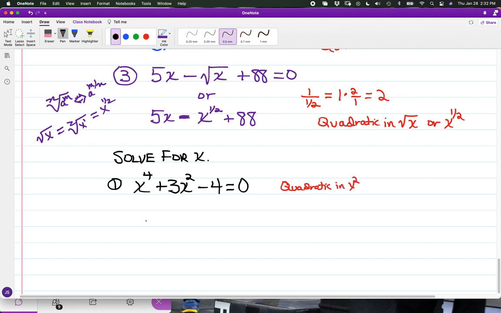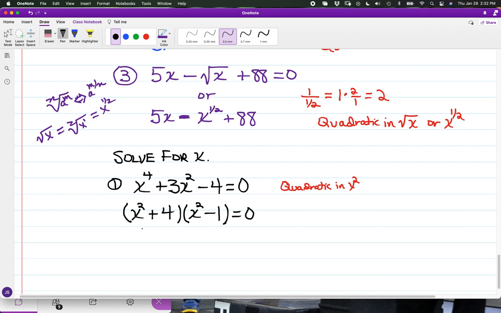Okay, so for x to the 4th, now we can factor this. Just like x times x goes to x squared, we're going to have x squared times x squared go to x to the 4th. And for factors of -4 whose sum or difference will be on the plus side at 3, here we're going to have a plus 4 and a minus 1.